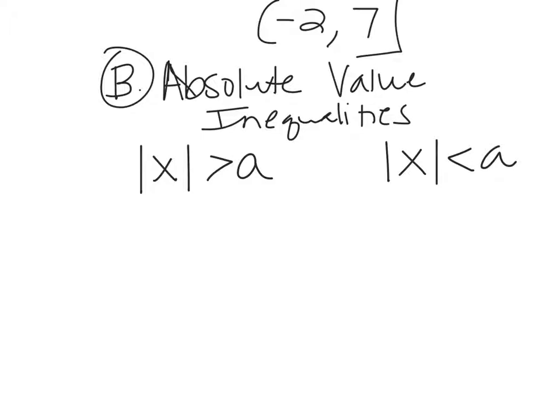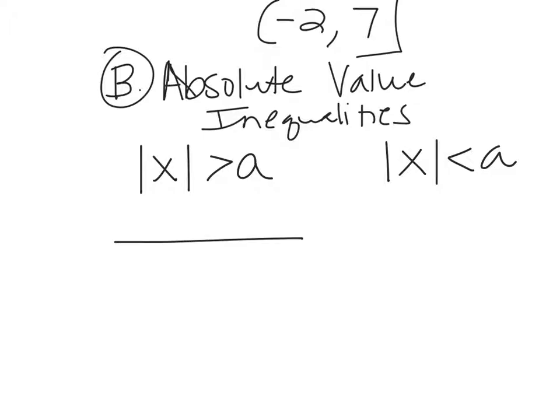Okay. Absolute value is a distance, right? If I take the absolute value of -5, I get 5. Well, why is that? Because absolute value is a distance from 0. So -5 is 5 away, and +5 is 5 away. They both get 5. What this is saying is my absolute value has to be bigger than a number A.